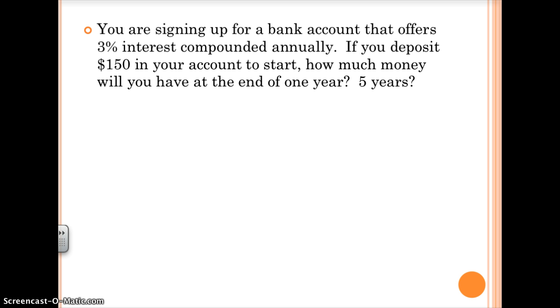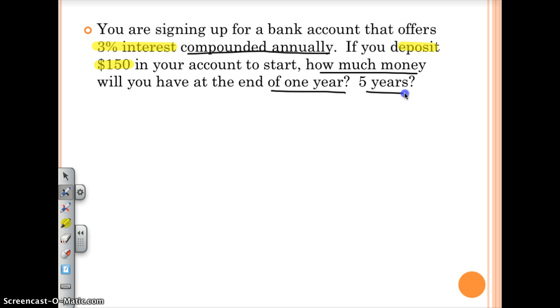So let's give it a try. You are signing up for a bank account that offers 3% interest compounded annually. That means once a year. If you deposit $150 in your account to start, how much money will you have at the end of 1 year and the end of 5 years? Let's look at our information first. 3% interest compounded annually. If you deposit $150 into your account to start, the question asks how much money you will have at the end of 1 year and then at the end of 5 years.